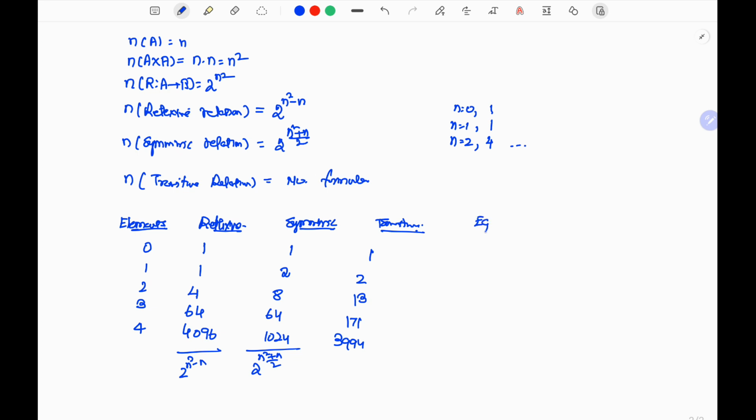And the number of equivalence relations will be equal to 1 if the number of elements in the set A is 1, then 2, for number of elements 3 it is 5, and for number of elements in set A 4 it is 15.